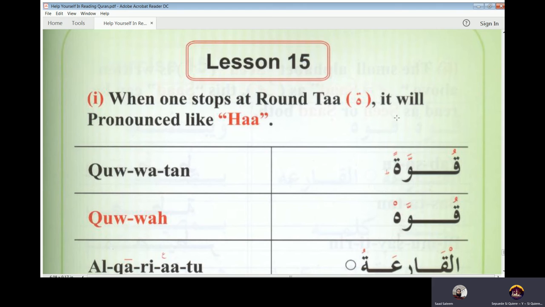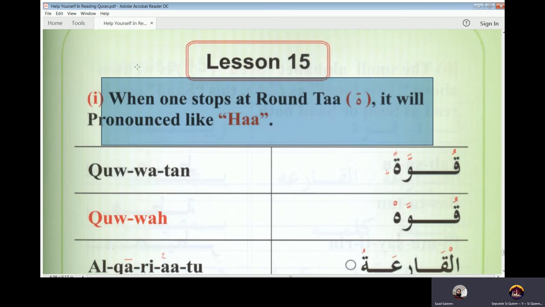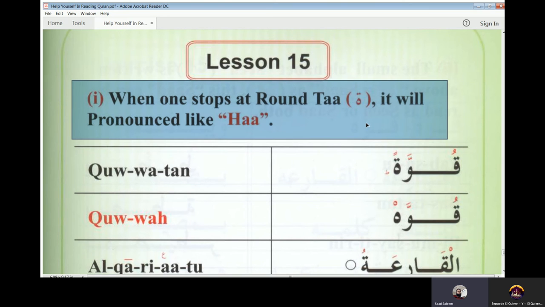Okay. When one stops at round ha, it will be pronounced like ha. This is a very important line. We use this rule again and again in Arabic. Okay? So you must understand it clearly. If you have any doubt about this line, feel free to ask. This is very important.